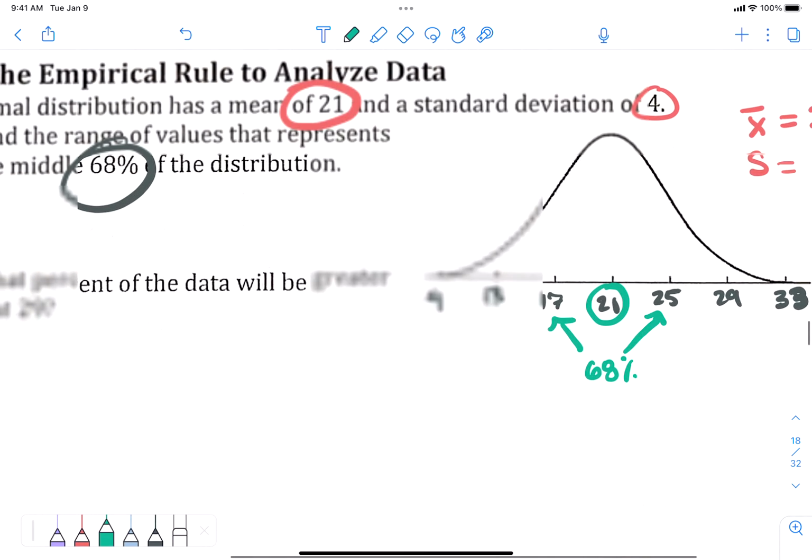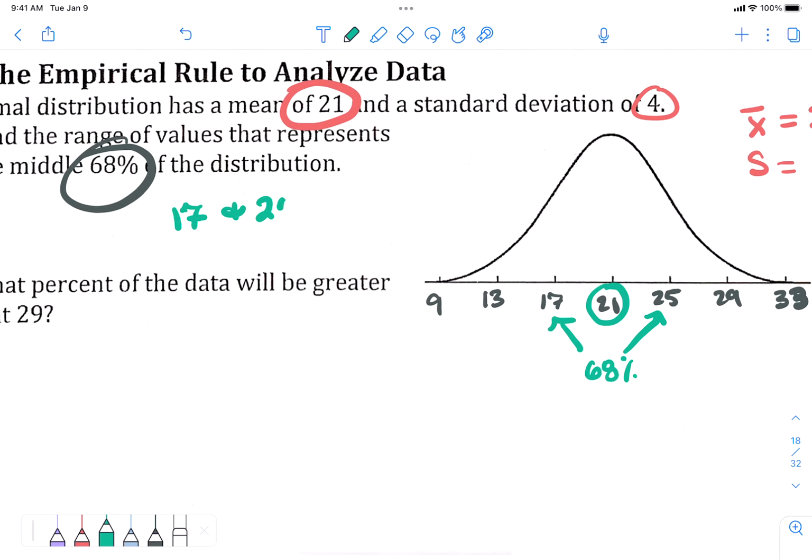Yes? Well, if we want to find the percentage between 21 and 29, can we just like... Just wait. We'll get to that.